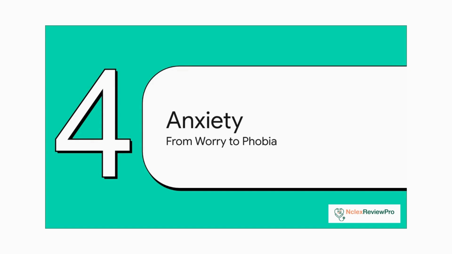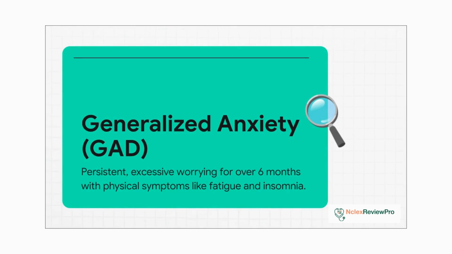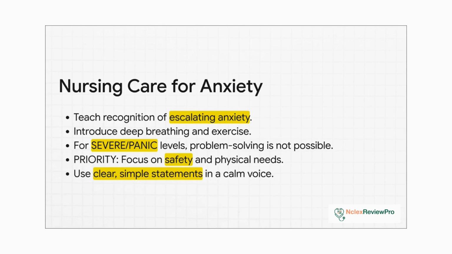Now let's switch gears and talk about how feelings can get completely overwhelming. We're moving on to anxiety and how it can range from just a little bit of worry all the way to a full-blown phobia. Let's talk about a big one, generalized anxiety disorder, or GAD. It's really important to know this isn't the same as everyday stress. We all worry. But GAD is when that worrying is constant, it's excessive, it lasts for at least 6 months, and it starts causing real physical problems, like being exhausted all the time, muscle aches, and not being able to sleep.